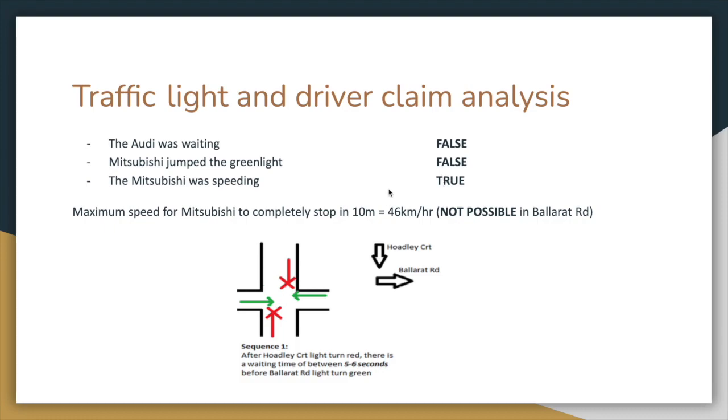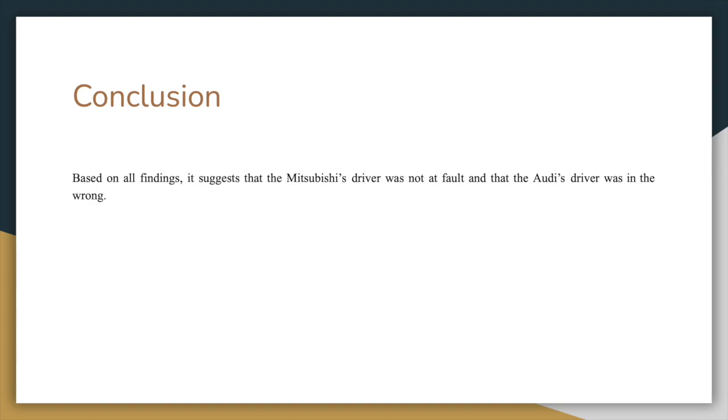Claim number 3, the Mitsubishi was speeding, which is true. He was recorded to be traveling at 64 km an hour in a 60 km zone. However, this does not matter at all because the Mitsubishi would have to travel below 46 km an hour to even avoid the crash altogether, which is not plausible on Ballarat Road. So all of this evidence points out that the Mitsubishi driver was not at fault and all the fault is on the Audi driver. All of this shows that physics works.